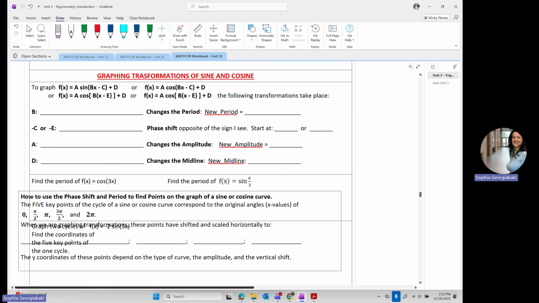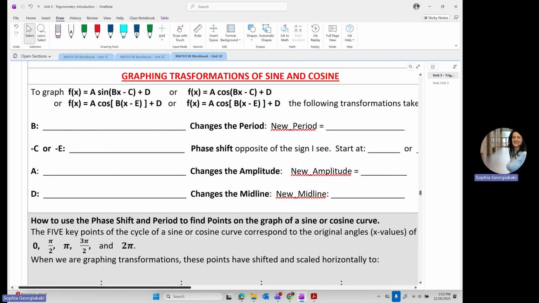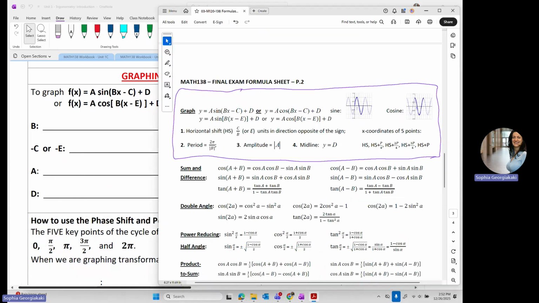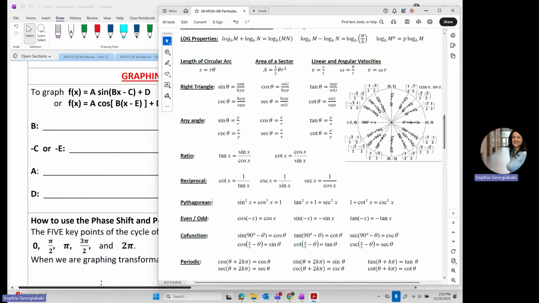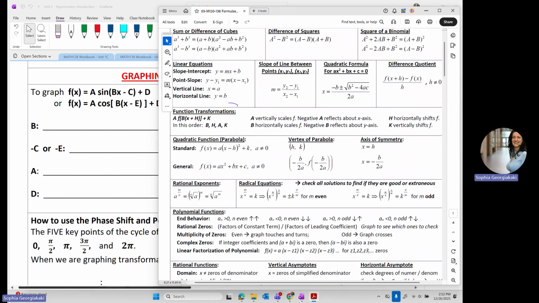If you remember from college algebra, when we have expressions of the form a times f of bx plus h plus k, that's what we were doing in our review of college algebra. And also in our formula packet, we saw all of these things over here, transformations of graphs. The A is a vertical scale and a reflection about the x-axis. The B is a horizontal scale and possibly a reflection about the y-axis. The H and the K are horizontal and vertical shifts.